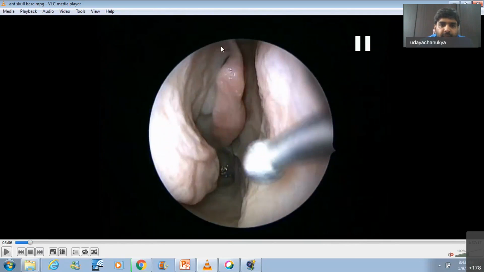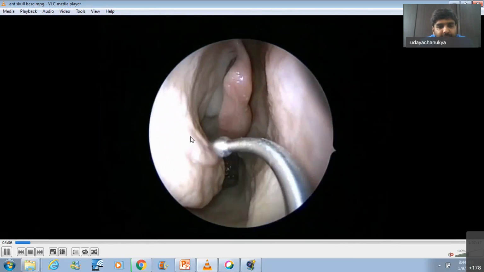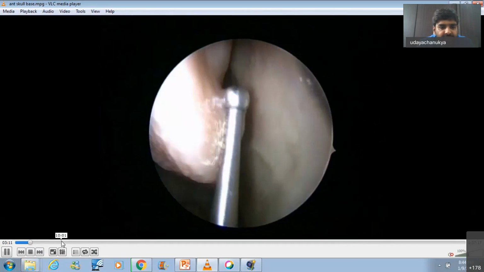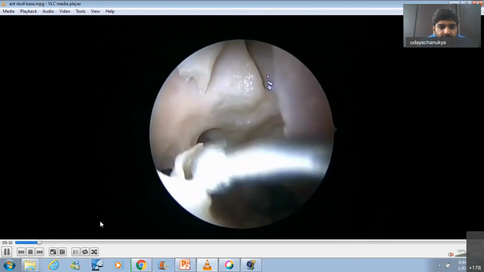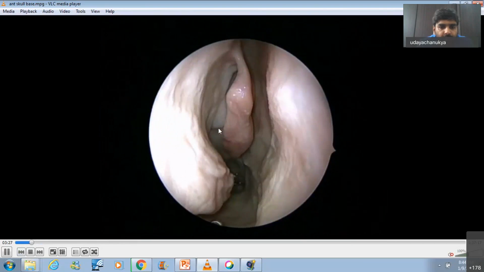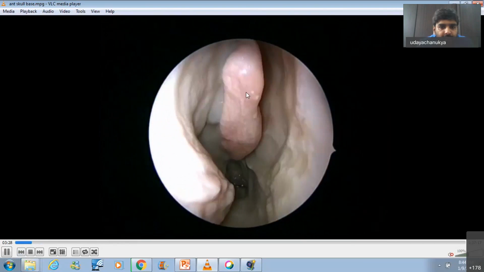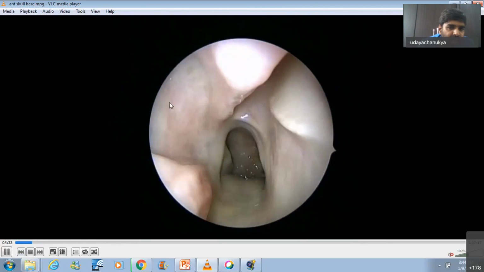The first part of the middle turbinate is in the sagittal plane, and gradually it turns and attaches to the... This is the first part. The second part will be seen once the dissection is started, and the posterior part is seen somewhere. This is the anterior part, middle part, and this is the posterior part where it is attached to the lateral wall.